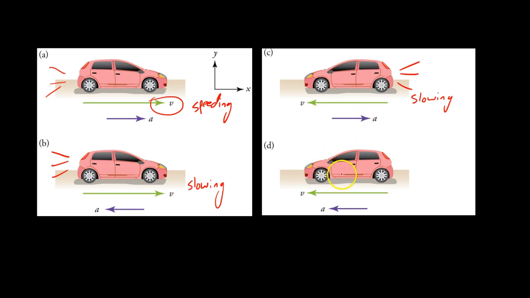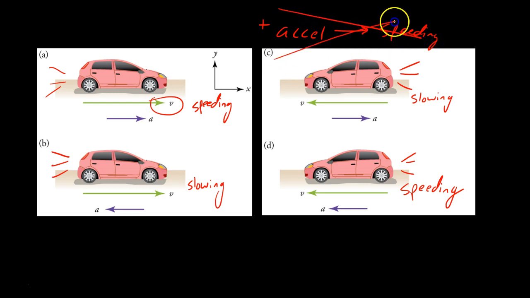Lastly, part D. If this car is moving to the left and it has an acceleration to the left, is it speeding up or slowing down? The car is speeding up. Here's the key thing I want you to take away from these pictures. A lot of students think, oh, we're told that the object has a positive acceleration. That must mean that it's speeding up. That is absolutely not true. Likewise, a negative acceleration does not necessarily mean it's slowing down.